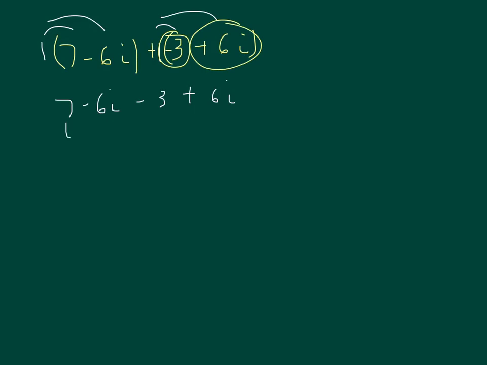Now I'll combine like terms. 7 minus 3 is 4. Negative 6i plus 6i cancels out. I'm left with just 4 as a final answer.